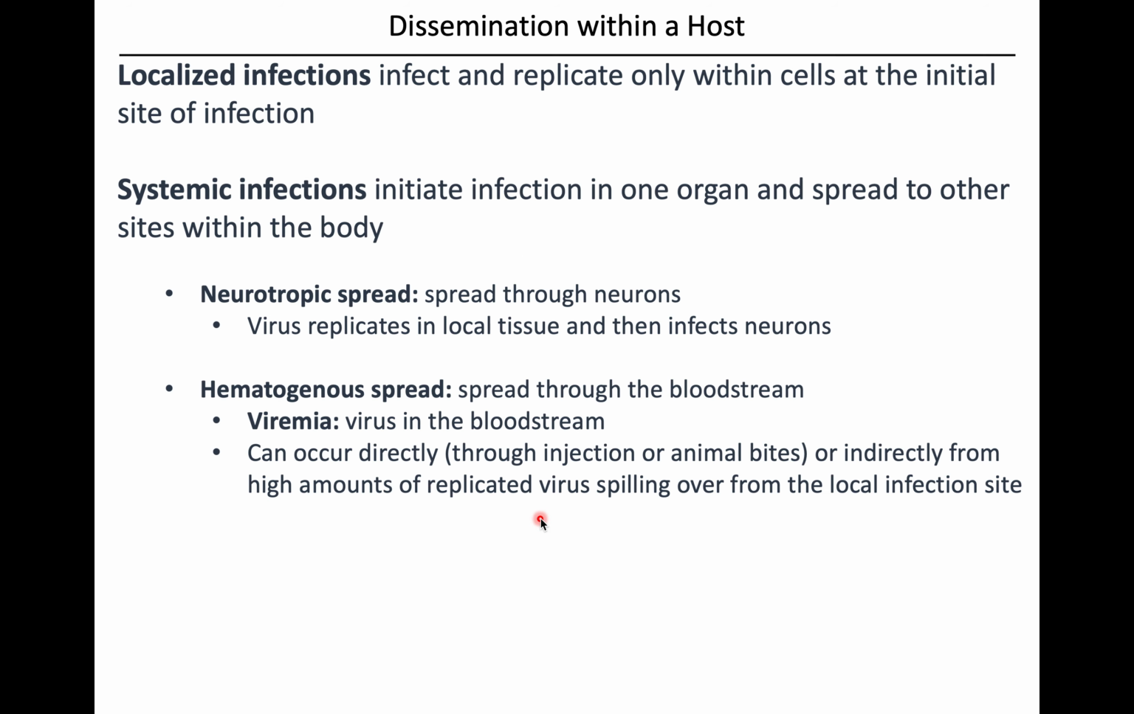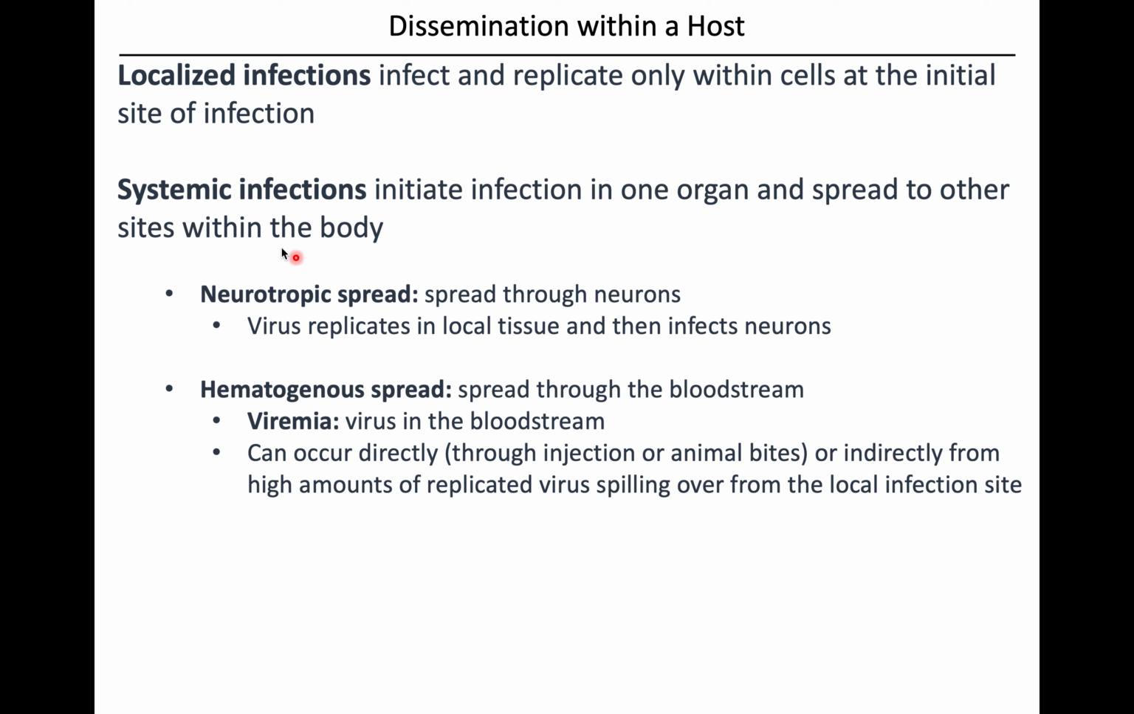All right, so let's talk about dissemination. How does a virus move within a host? If a virus does not move at all or moves in a very limited way, we would consider that to be a localized infection, right? It's basically only replicating in cells at the initial site of the infection. And that is contrasted with a systemic infection, which is where a virus is either spreading throughout the entire body or at least from one infected organ to another, or something like that.